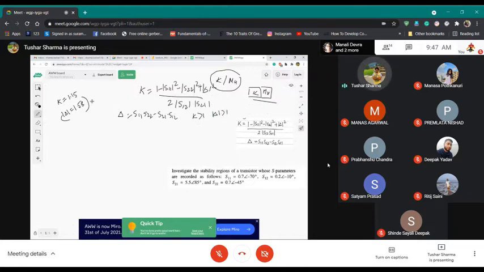We know if K is greater than 1 and delta is less than 1, then I am for sure unconditionally stable. But if this is the case, or K is less than 1, I am potentially unstable. Potentially unstable means the device can be unstable at input and output, but we don't know unless we draw the stability circles.